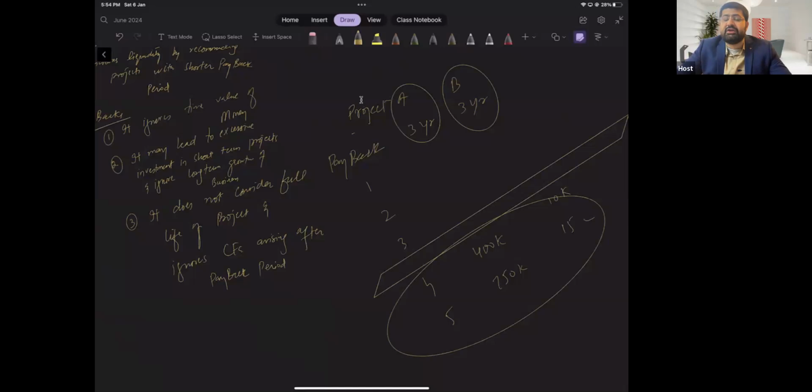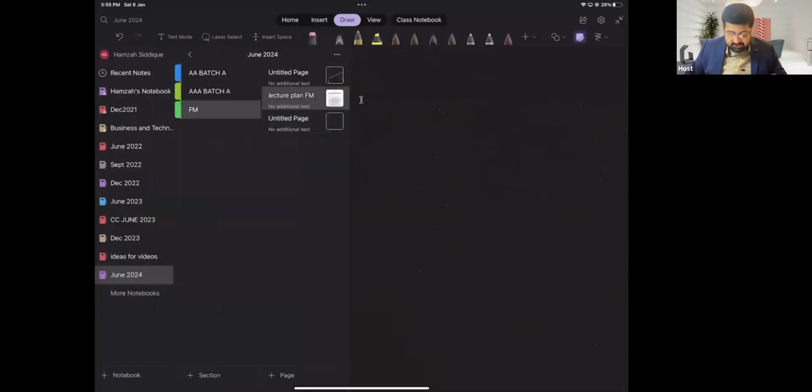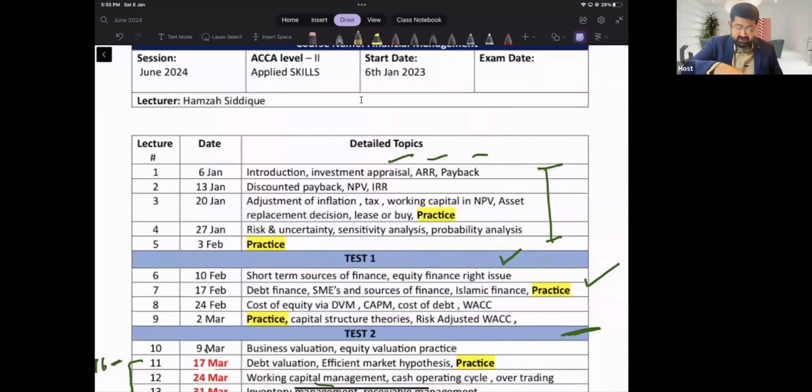All right, students. So we have covered today's task: investment appraisal introduction, ARR, and payback. Next Saturday, we will talk about discounted payback, NPV, and IRR. I'll be sharing the notes with you most probably by Tuesday. I have shared my WhatsApp number. You can text your name there so I can save it and know who is talking to me.